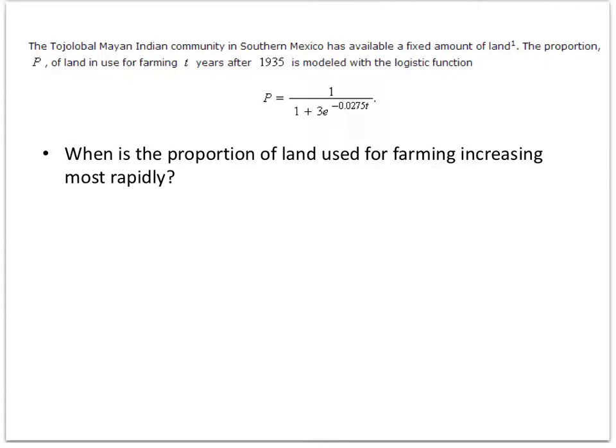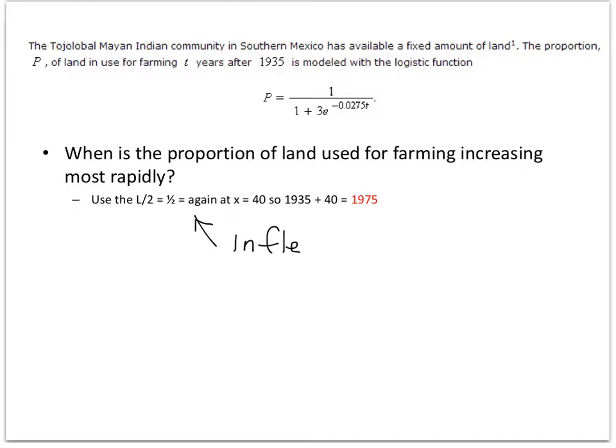When is the proportion of land used for farming increasing most rapidly? Derivative, I think. At the very beginning of this, I said, good God, we wouldn't want to have to find an inflection point. We find it very easily: L, which was our carrying capacity, 1, divided by 2. So take your carrying capacity divided by 2. Again, that just happened to be the value we just found. That happened to be the inflection point. So that's where it's growing most rapidly. Again, in my notes, I would put this is the inflection point.